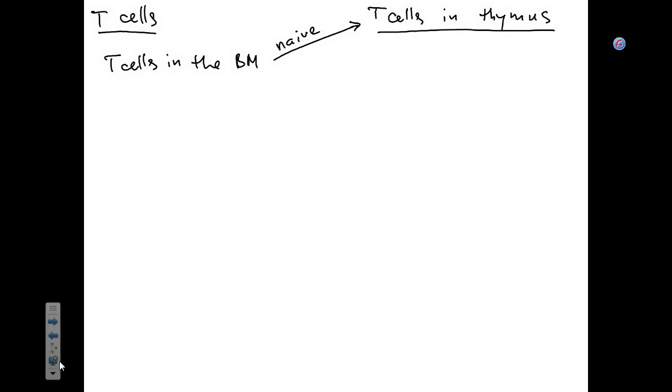And in the thymus, T cells learn two things. Okay, did we talk about major histocompatibility complex? I don't think so. I kind of accidentally changed the order. It's fine. I will introduce the general idea of T cells, and then we will talk about MHC. So T cells in the thymus have to learn two lessons.